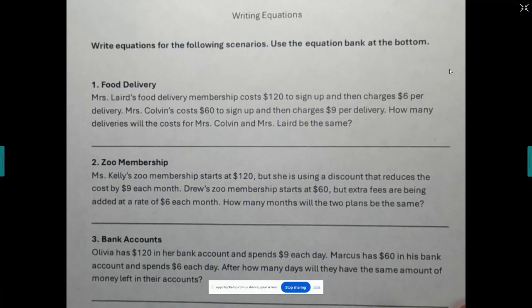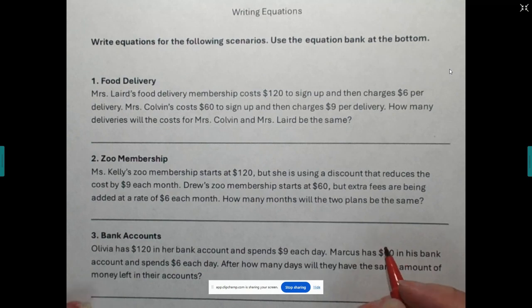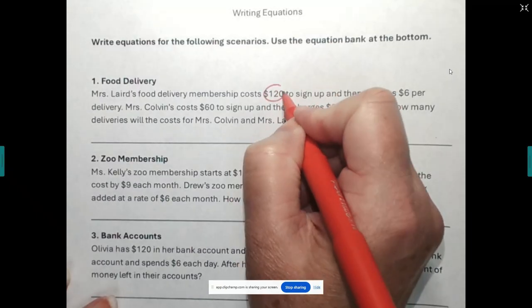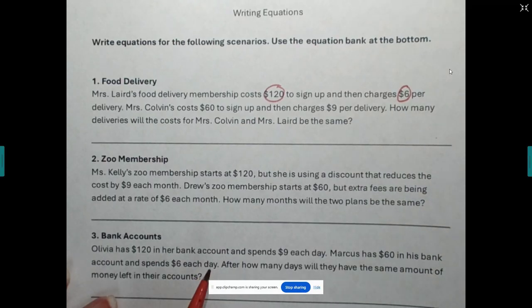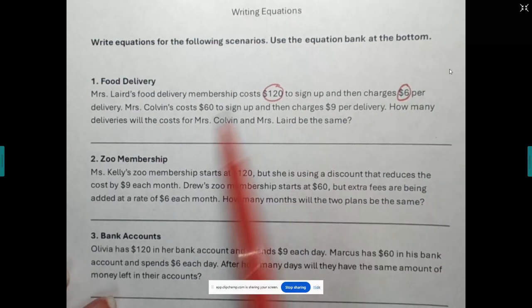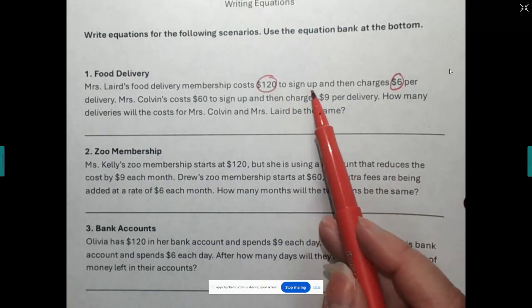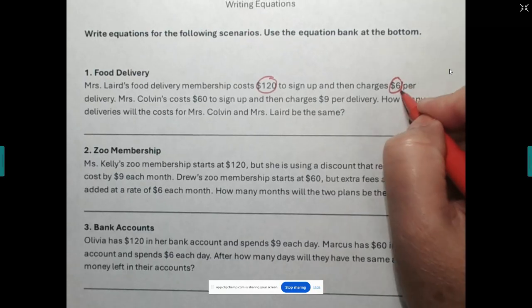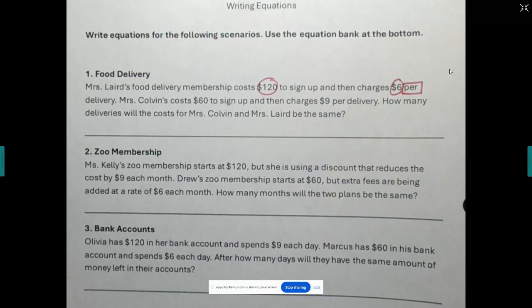So for number one, it says Mrs. Laird's food delivery membership costs $120 to sign up and then charges $6 per delivery. I like to circle my numbers, and I'm going to keep Miss Laird's information in red. It says $120 to sign up and then charges $6 per. Per is a keyword that I want to box in, delivery.